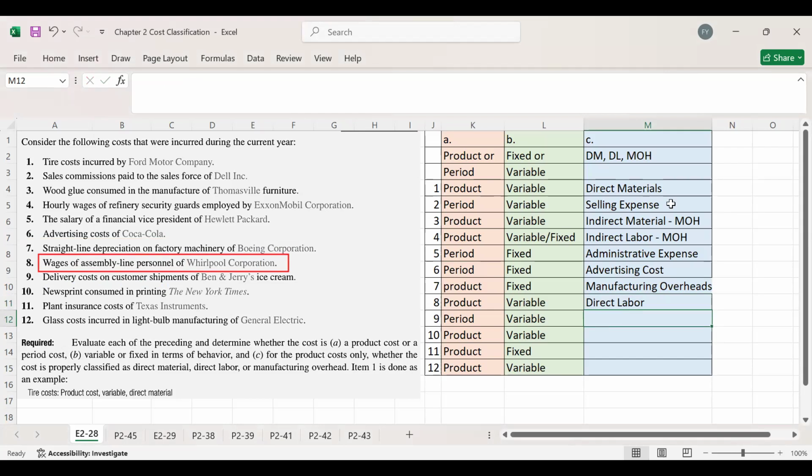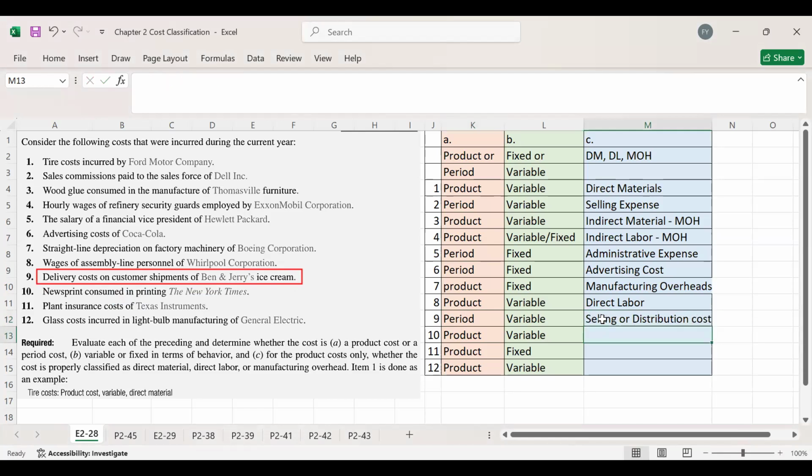The next is delivery cost on the customer shipment of the company's ice cream. So delivery cost is not directly involved in producing a product. That's why it is not a part of the product. Here you can see we have already mentioned that this is a period cost. So period cost, it may be selling or distribution cost.